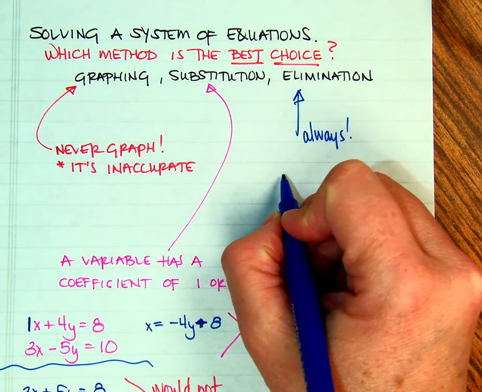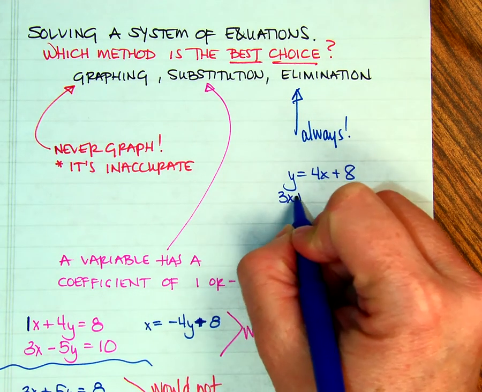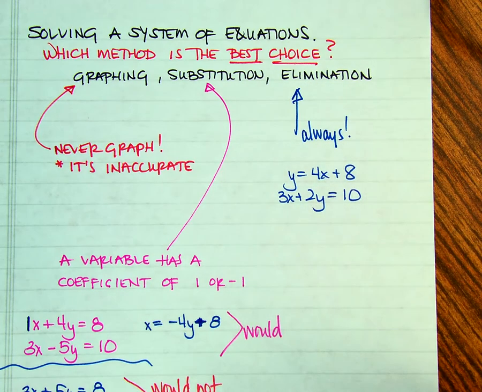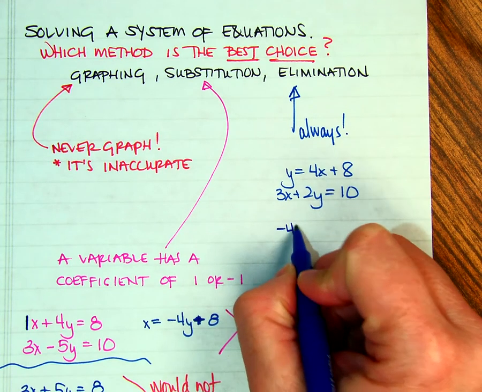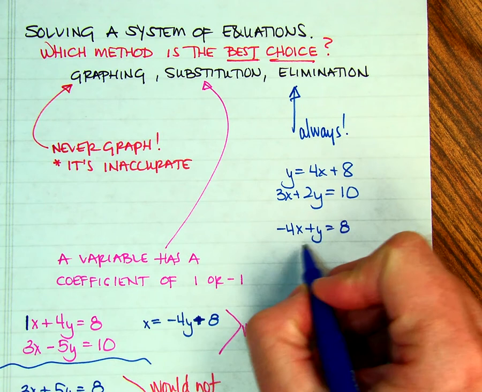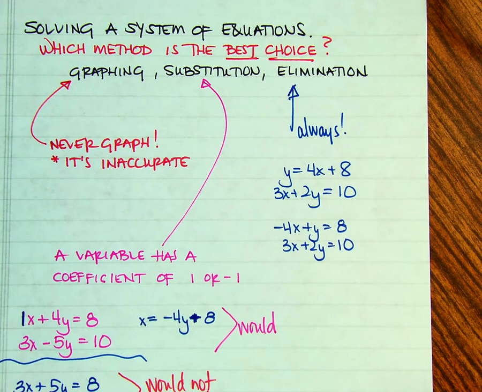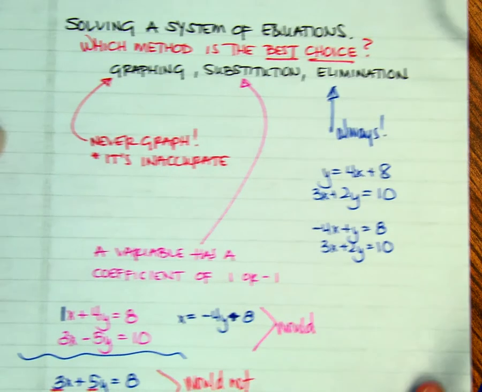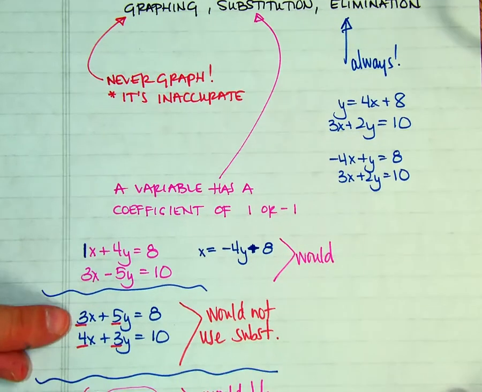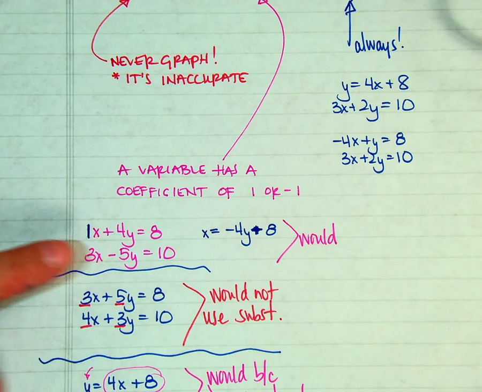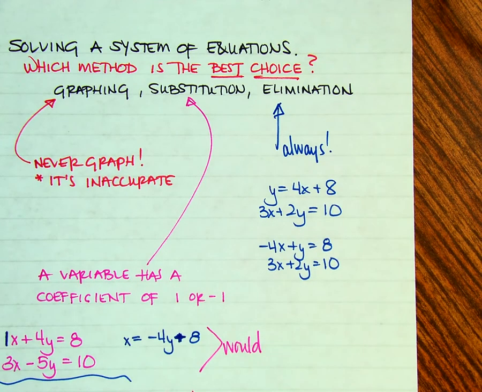And if I had something like the last system that I wrote on here, I personally would probably subtract 4x on both sides and end up with that, because again, it's one easy step, and elimination is fairly quick. So, graphing, I would never do it unless the directions said I have to. Substitution, I might do it if the problem is like this, or especially if it's already solved for a variable. And for elimination, I would use it all the time. Okay?